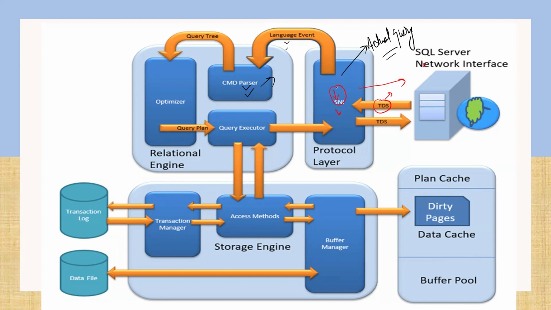Here the data will be unencrypted. What does unencrypted mean? Here we will get the actual query. From the protocol layer, it will move to the relational engine. So first, where will it move? It will move to the CMD parser.